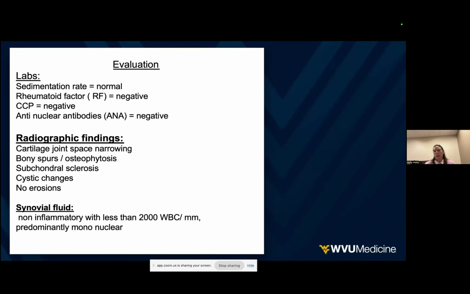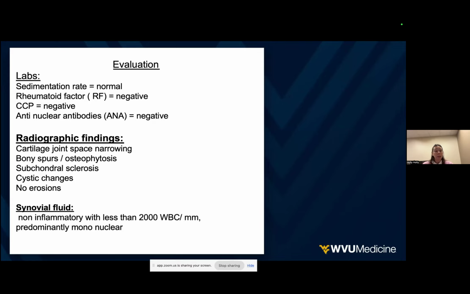So evaluation, like I said earlier, it's a clinical diagnosis. We don't necessarily need blood work or x-rays to diagnose it. Certainly they're helpful. They can help us delineate the degree or involvement of that arthritis. Can we use non-pharmacologic and pharmacologic therapies to help ease their pain and keep them active? Or do we need to think about getting them to physical therapy or a surgeon, depending on the extent of involvement?